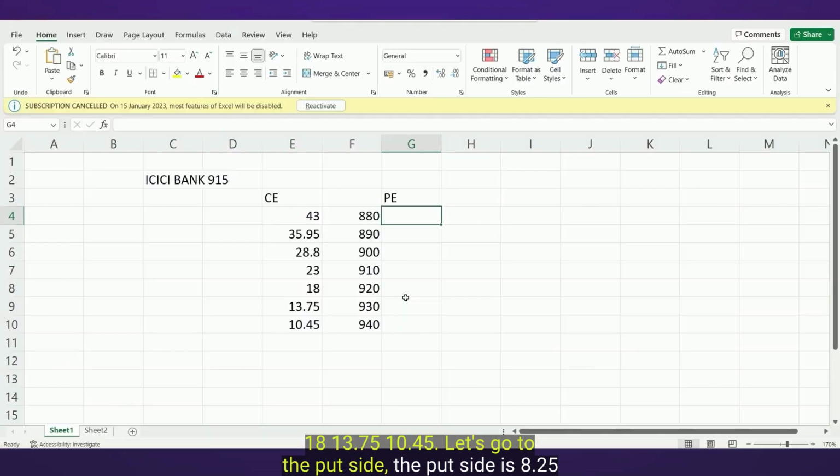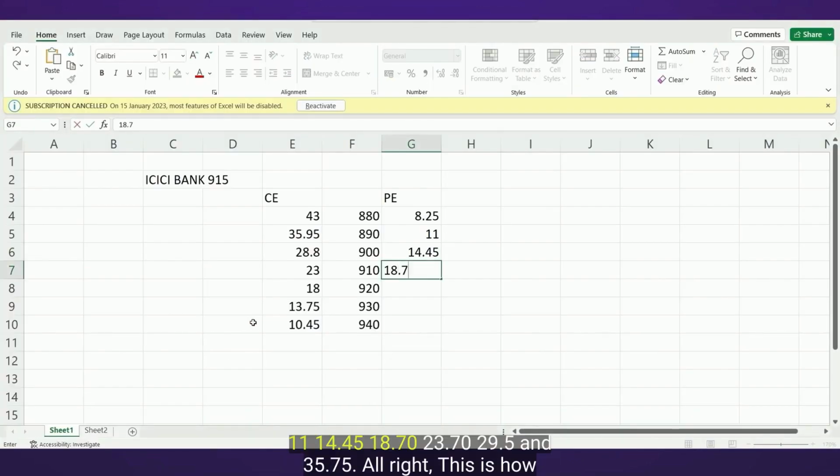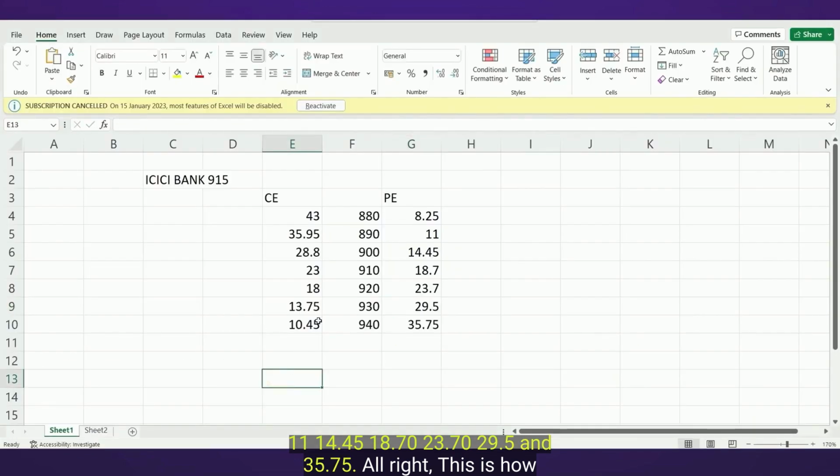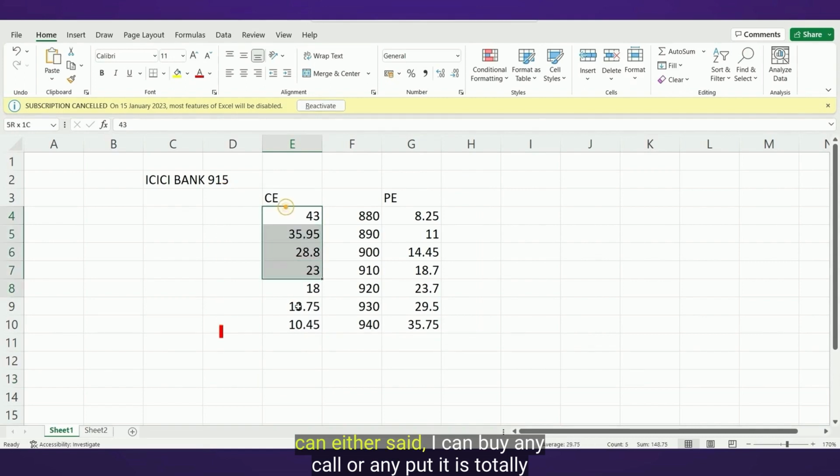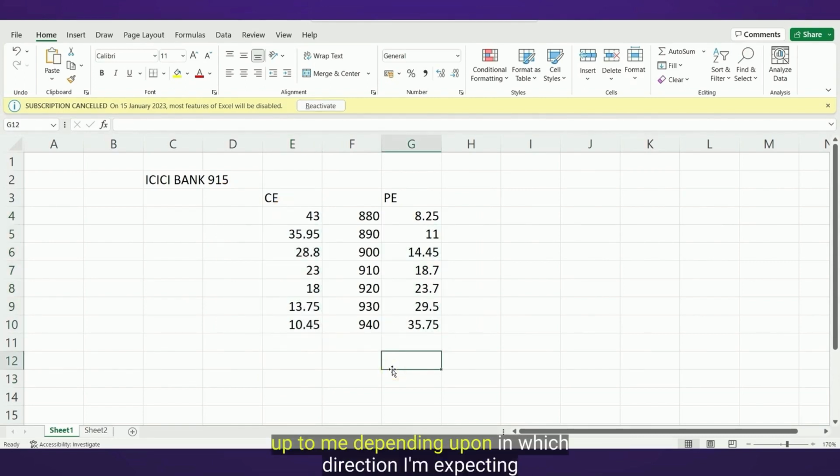Put side, it is 8.25, 11, 14.45, 18.70, 23.70, 29.5 and 35.75. Alright, this is how the prices are visible to me on my Zerodha terminal. So as I said, I can buy any call or any put. It is totally up to me depending upon in which direction I am expecting the market to go.